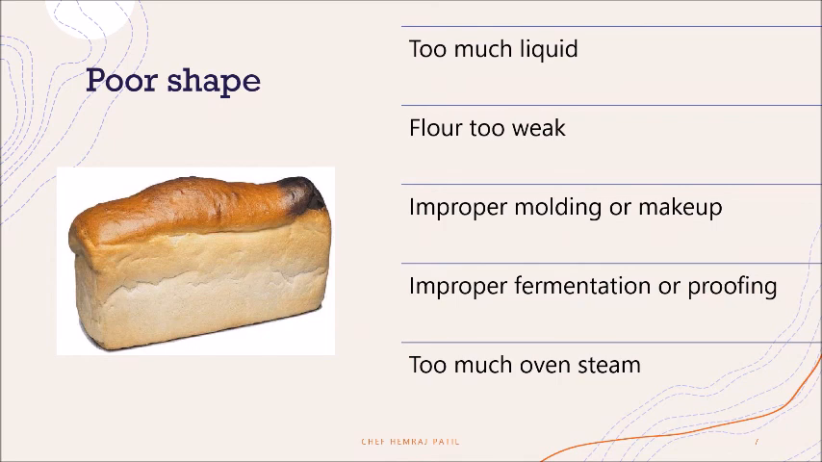The last one is too much oven steam. If too much oven steam is formed, then the crust will take more time to form, and then the shape of the bread would not be as desirable.